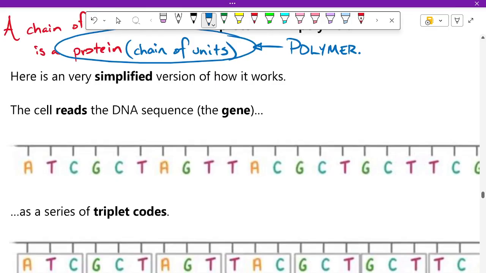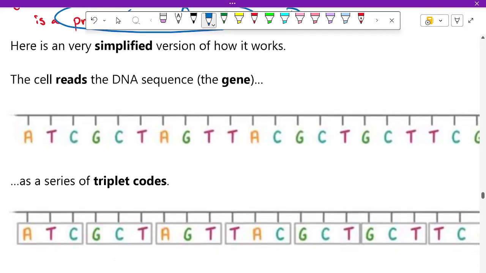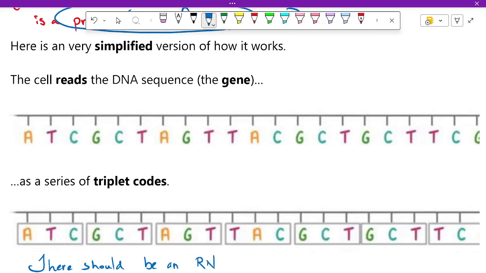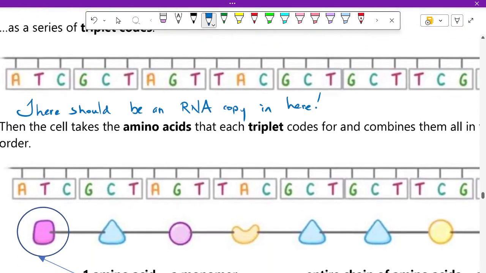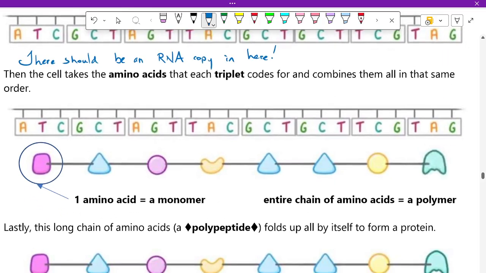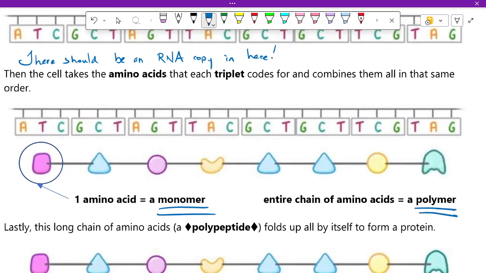So the cell reads the DNA sequence in a series of triplet codes. There's actually RNA in here. There should be an RNA copy in here. I need to rewrite this one. Are we good? And then the amino acids for each triplet code string together, and we end up with an entire chain of amino acids. So our monomers get together and make a polymer.